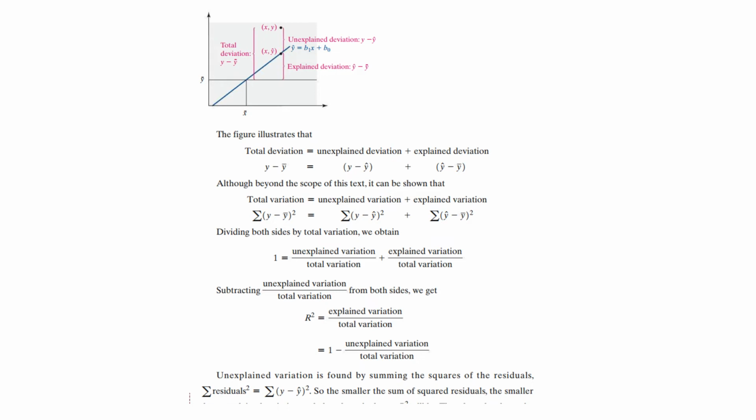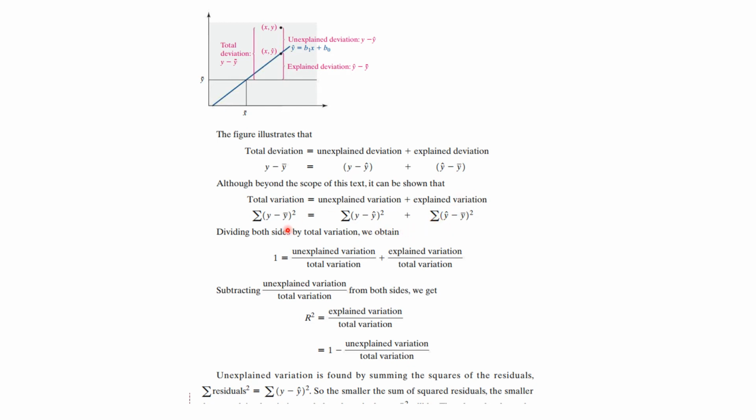And in fact, we can actually go through an analysis like that. Here we're letting y hat be the equation of the line, and we've got these things. So we can say, what is y minus y bar? Well, that's the same thing as adding and subtracting y hat. Now, it is beyond the scope of this text, but it can be shown that if you square and add these up, things will cancel, and this is what you get.